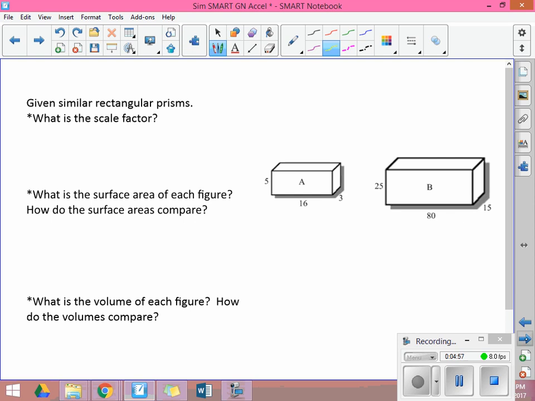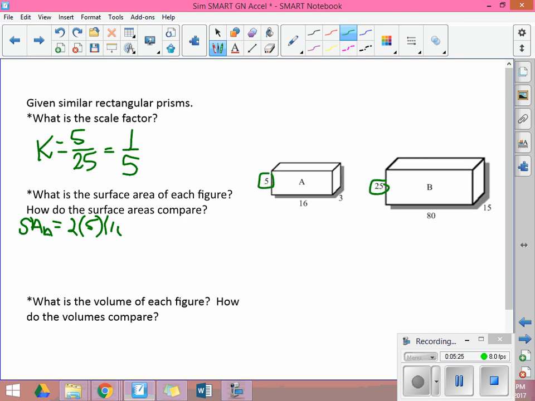If I look at a prism, our scale factor, any two sides compared, K is 5 over 25, which reduces to 1/5. Now if I look at the surface area of each one, and I calculate all of that out, my surface area of A is going to be 2 times 5 times 16 plus 2 times 16 times 3 plus 2 times 5 times 3. There are 6 faces: 2 ends here and there, the top and the bottom, the front and the back that are all the same. So 2 times those rectangles. There are 6 rectangles. All of that is going to work out to 286 units squared.